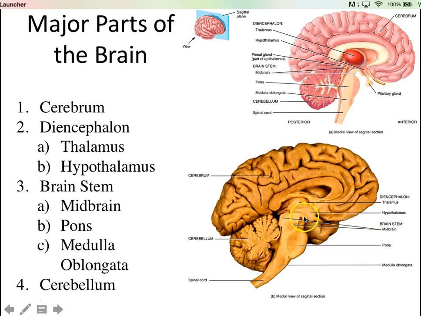The brain stem then is going to be all of this, the rest of this down here, not the spinal cord. We have what's known as the midbrain, right behind the thalamus. Then we have the pons, this area right in here. And then we'll have the medulla just underneath the pons. And then after that, you have the spinal cord, which is no longer part of the brain. And finally, the last part is going to be the cerebellum, this lobe in the occipital area of the head.